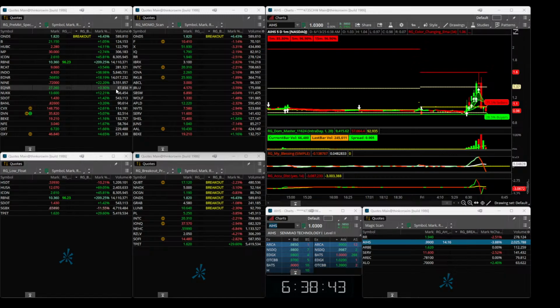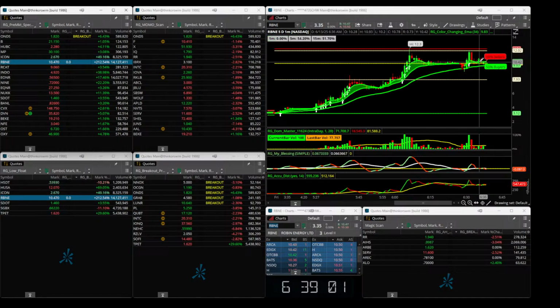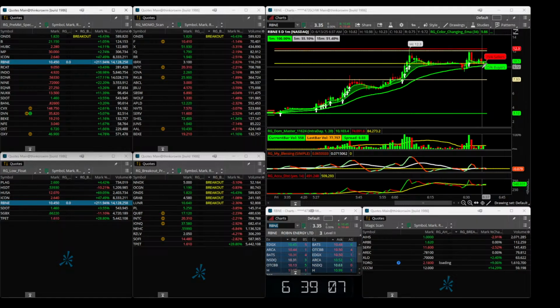Watching for some more breakouts. We do need some. RBNE still floating around that POC. The POC is this yellow line in volume profile. If you don't know what the point of control is, this is the price everyone agrees that this stock is worth today. Now it can go up to overbought, oversold.